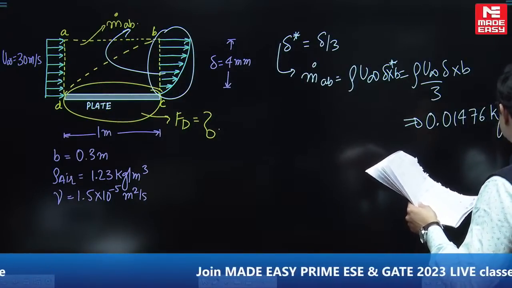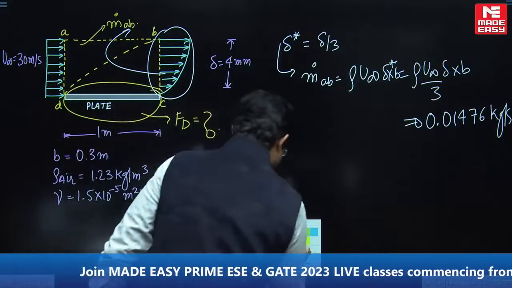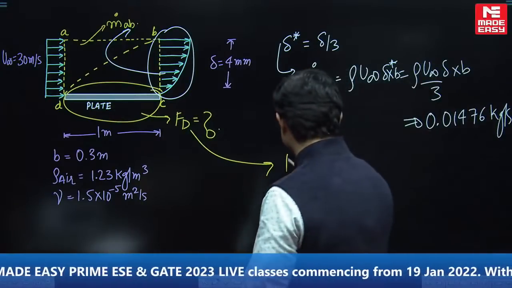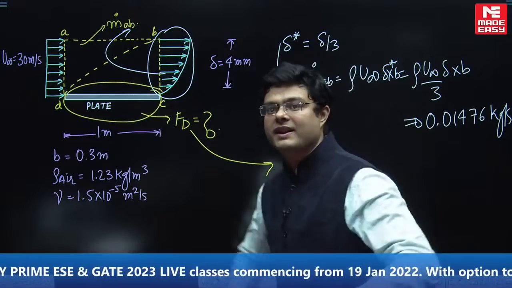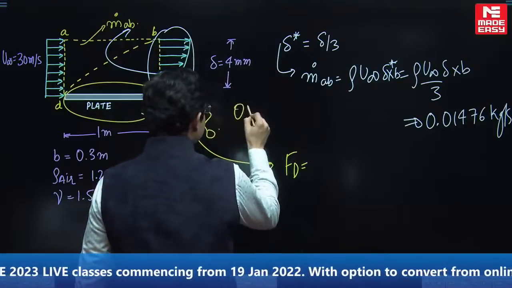0.01476 kg per second, and that's your answer. Come on guys, how to find the drag on the plate? इसलिए कहता हूं याद रखा करो, अगर जल्दी जल्दी निकालना है तो याद रखा करो. Drag on the plate is basically the momentum passing through momentum thickness. And what is the momentum thickness?